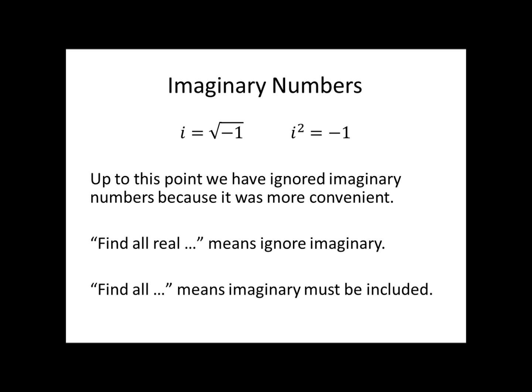Now, a lot of times we ignore imaginary solutions. And you know that you have to ignore them whenever you see things like find all real, maybe that's find all real solutions, find all real zeros. You're ignoring the imaginary. Without that word real, or if they say find all real and imaginary, that means that you do have to go through the process or finish the process to find the imaginary numbers as well.